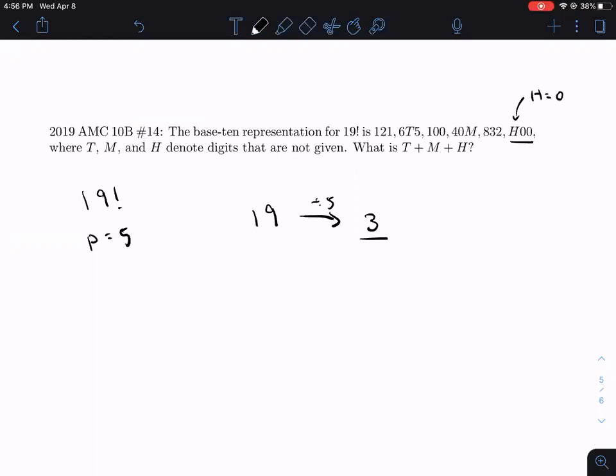And actually in the real test, I didn't make this observation. So I ended up guessing it, or I simplified it down and then I guessed it. And I guessed it right.